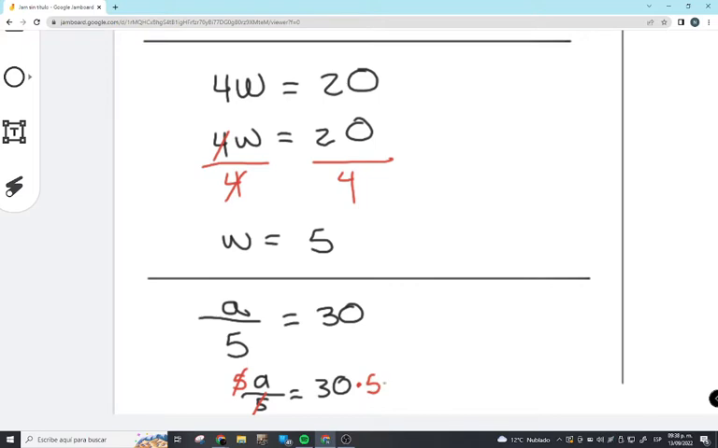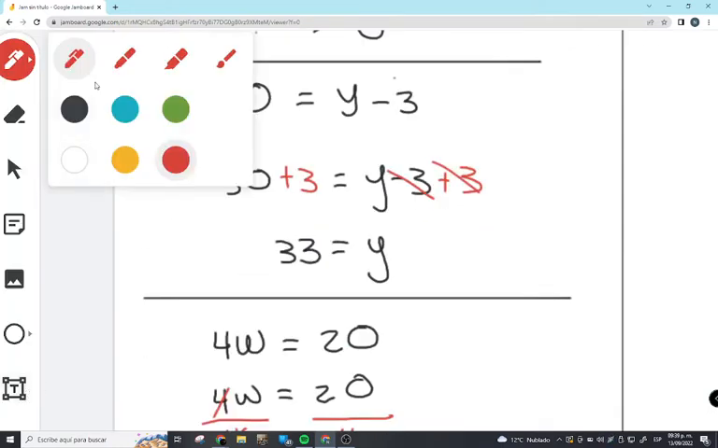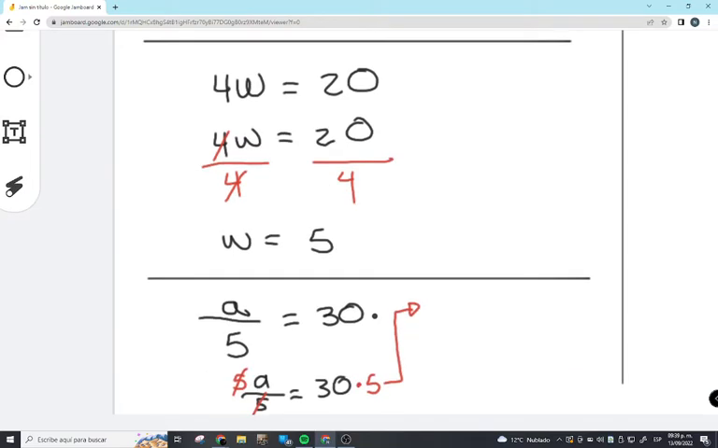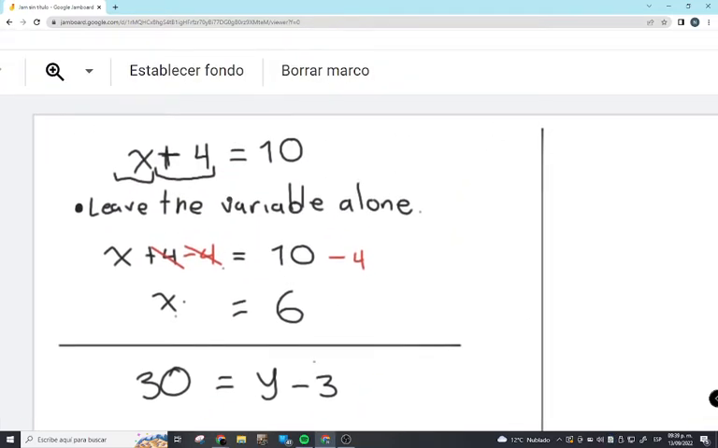Let's continue with this next step here, because I have run out of space. So on this side, 5 times a divided by 5 is just a, because the 5 disappears with the other 5. And on the other side, 30 times 5 is 150. So that's the answer of our equation. That is basically how you solve an equation that only requires one step.